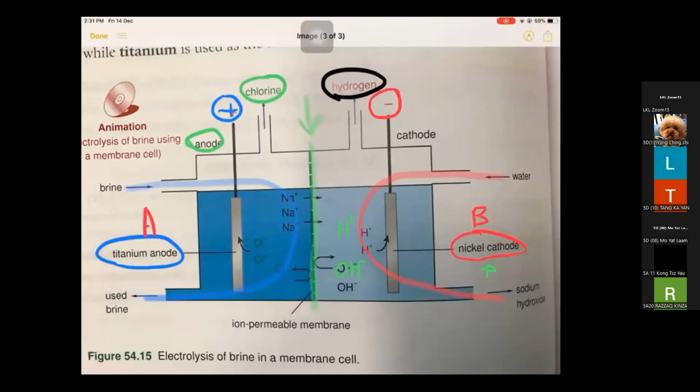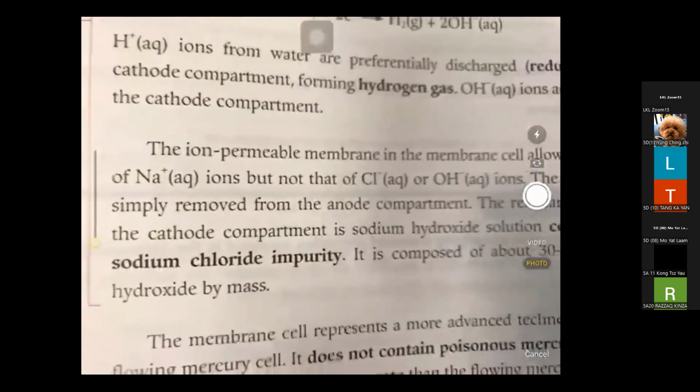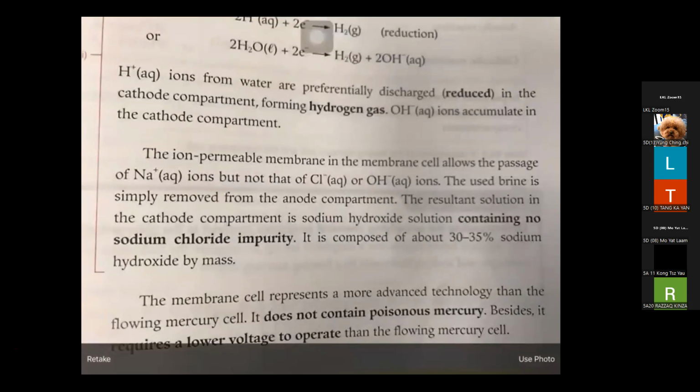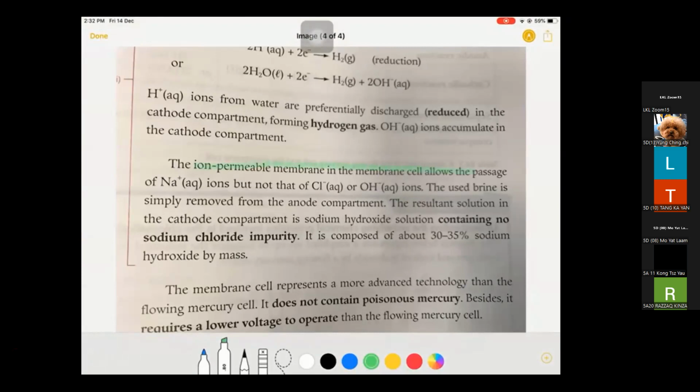Okay. Now, something special is about the membrane. The membrane. So please, everybody, please highlight your textbook. The membrane allows ions to migrate, but not all kinds of ions can migrate. Pay attention to this statement. Very important. The membrane allows the passage of sodium ion, but not chloride ion and hydroxide ion. Hydroxide ion and chloride ion cannot migrate, cannot pass through the membrane.